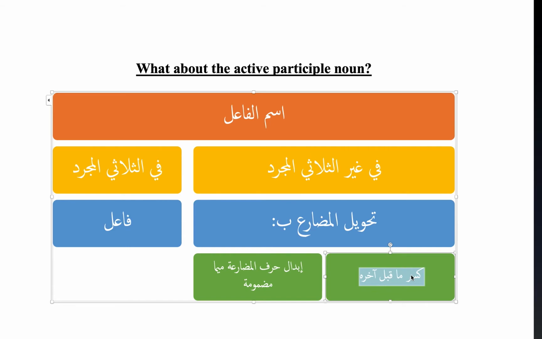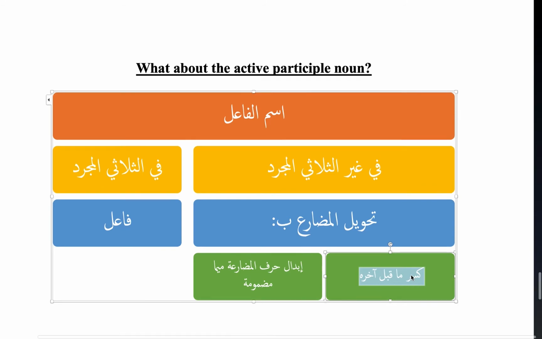So when it comes to اسم الفاعل in the ثلاثي مجرد, we take the فعل as ثلاثي مجرد and we put it upon the form of فاعل. ضرب ضارب. قتل قاتل. سمع سامع. إلى آخره. If it's a غير ثلاثي مجرد, meaning the root of this فعل is not a ثلاثي مجرد, then we take the مضارع form of that word and we convert it by removing the حرف المضارع and replacing it with the ميم مضمومة and the penultimate letter giving a كسرة.